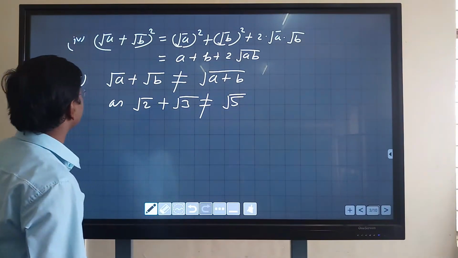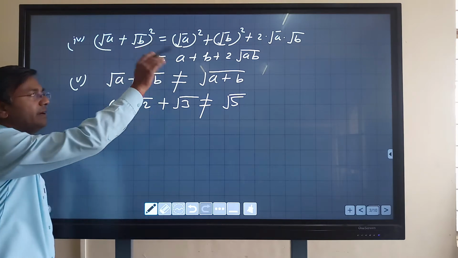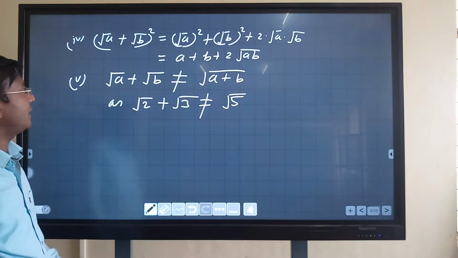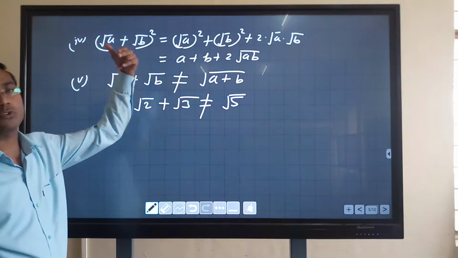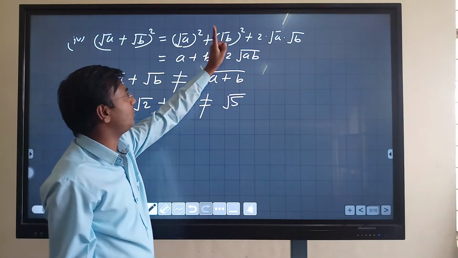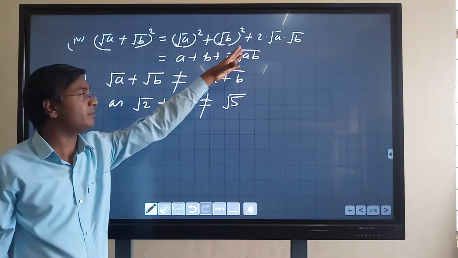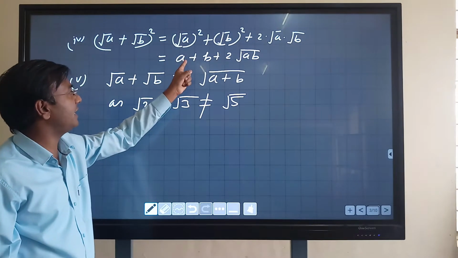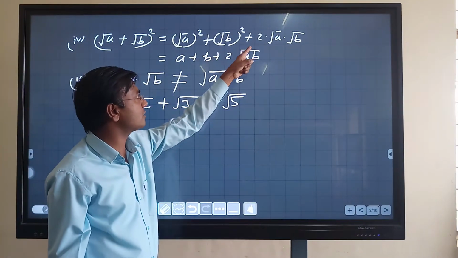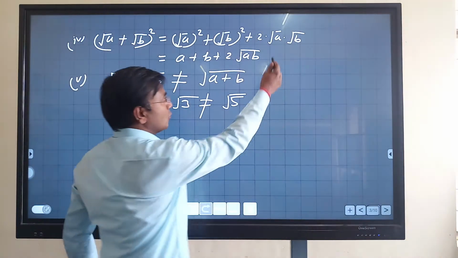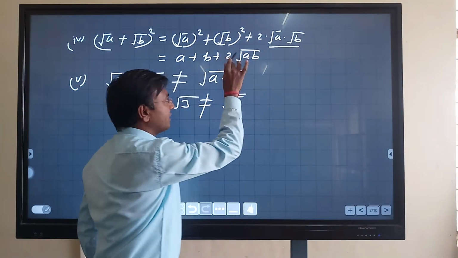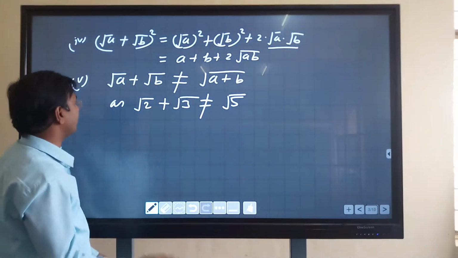The next, under root A plus B whole square. It is same as A plus B whole square. So A square plus B square plus 2AB. So under root A, under root B, and under root A into B is coming. So A square becomes A, under root B square B, plus 2 into under root AB. So with the property first, we can find the product and write in combined form.